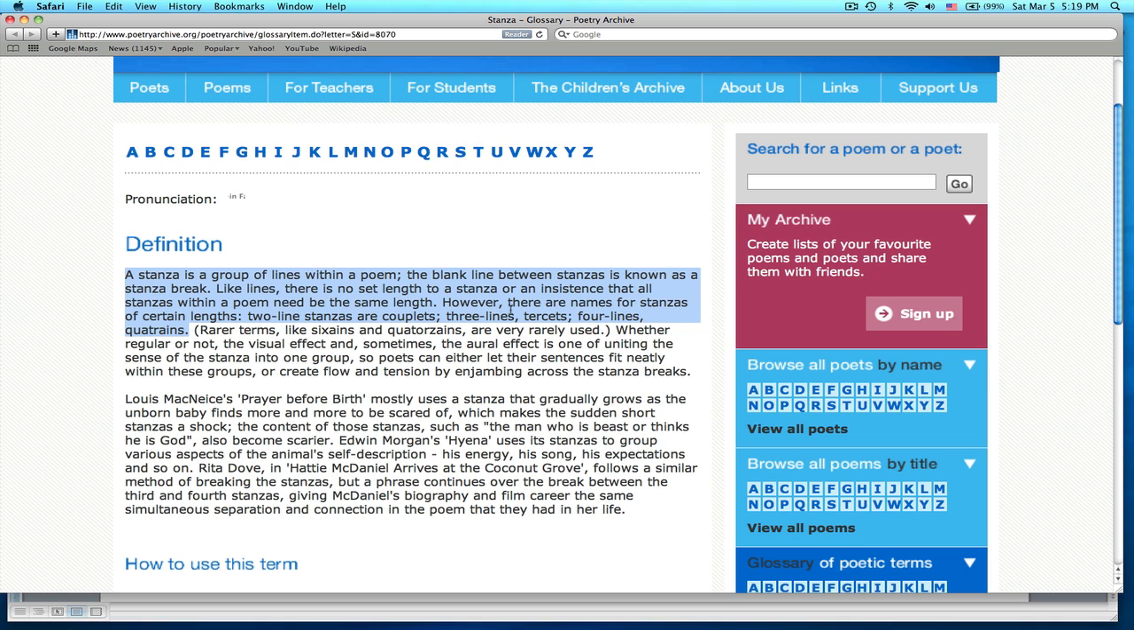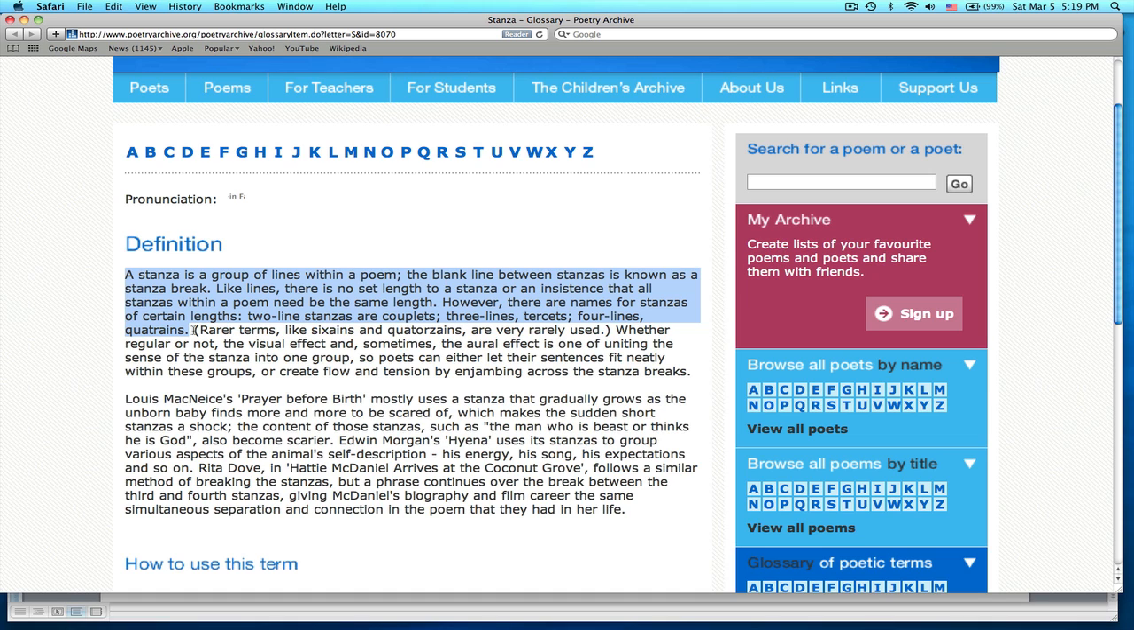There are names for certain types of stanzas of certain lengths, and this will be important when we're studying the sonnets. So what you should pay attention to are that 2-line stanzas are called couplets and 4-line stanzas are called quatrains. For right now, let's just focus on the basic fact that the term stanza refers to the way a group of lines appear in a poem.